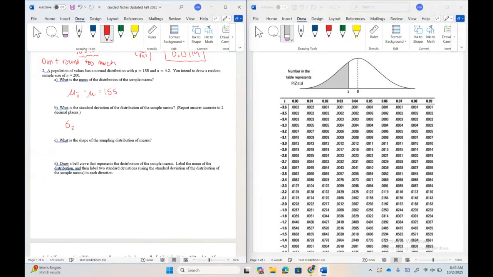The standard deviation of the sample means equals the standard deviation over the square root of n. So I'm going to say 4.2 over the square root of 200, which is 0.29698. If I need to answer this question to 2 decimal places, I would say 0.30. However, if I'm going to continue to work with this decimal in my problems, I'm going to hold on to at least 4 decimal places, if not 5. What is the shape of the sampling distribution of means? It's going to be normally distributed.